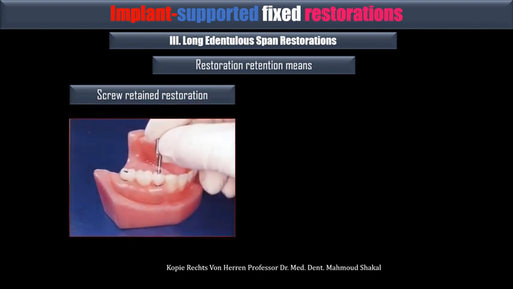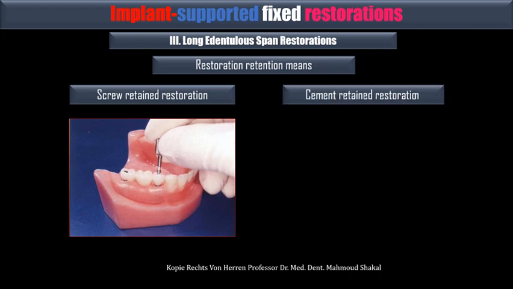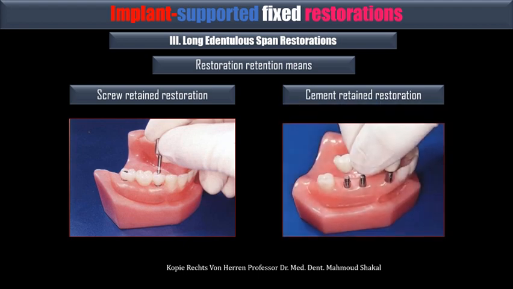How to retain a restoration to an abutment? Either we use a screw-retained restoration or we use a cement-retained restoration. These are the main concepts of retaining the prosthesis onto your corresponding implant abutment.